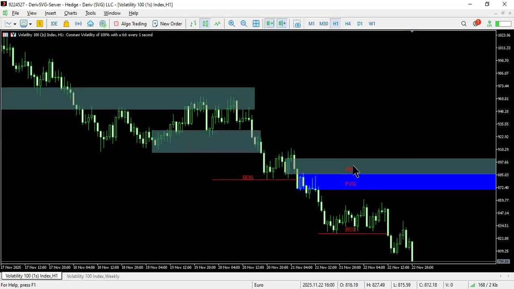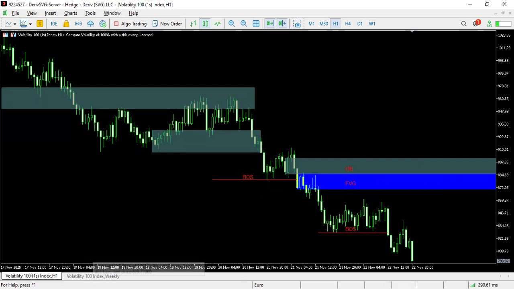So all our confluences are present. We have a break of structure, and then we have an unmitigated order block FVG present, and I'm seeing this as liquidity that price will sweep to go and tap there and then continue moving. So that's what I'll be watching out for on VIX 100.